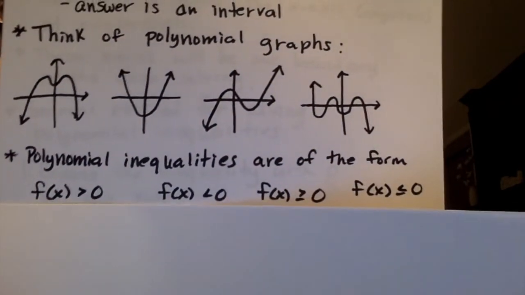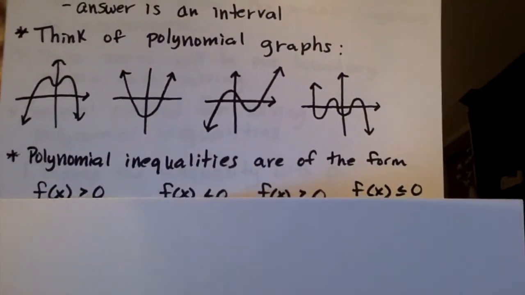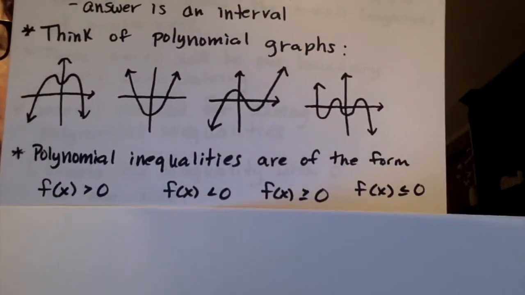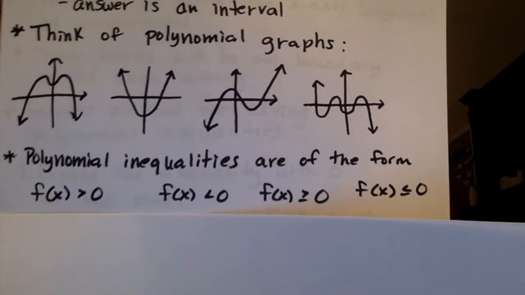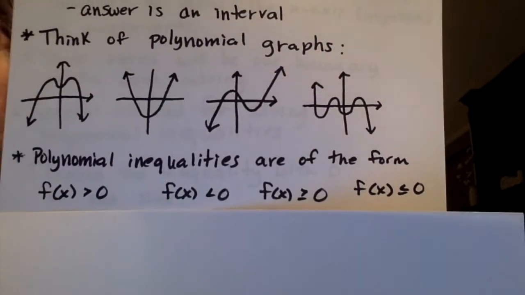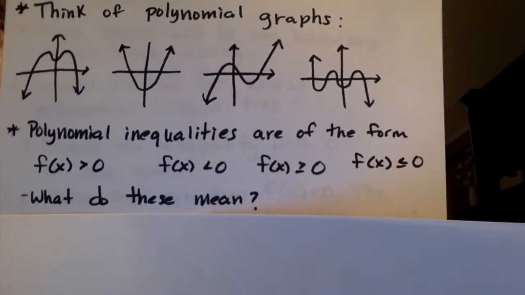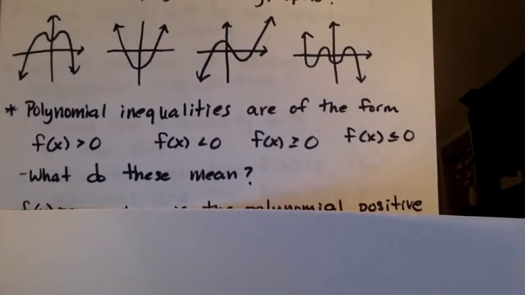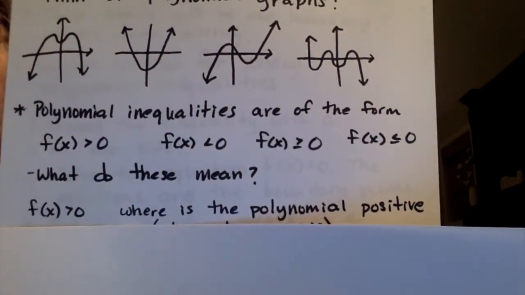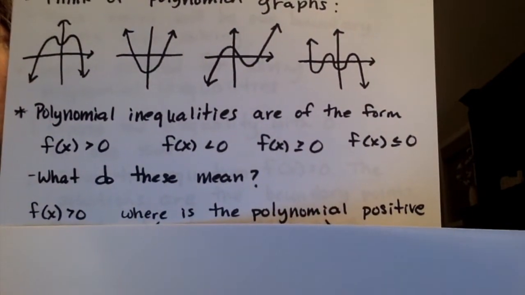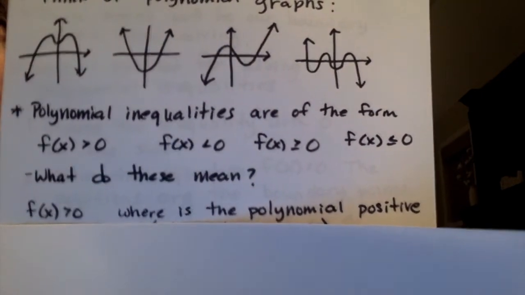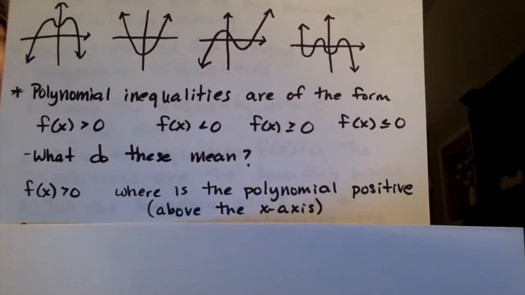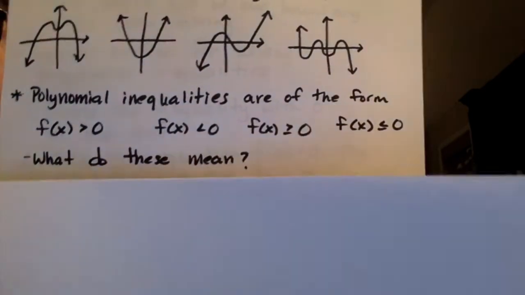And then we're going to talk about how polynomial inequalities actually come in a few different forms. We can either say that the polynomial is greater than 0, the polynomial is less than 0, it's greater than or equal to 0, or it's less than or equal to 0. Okay? But what does all of that mean? Well, if we're talking about a polynomial function that is greater than 0, we're trying to find out where the polynomial is positive, or in other words, where it is above the x-axis.